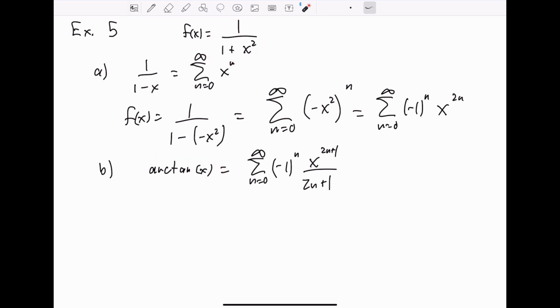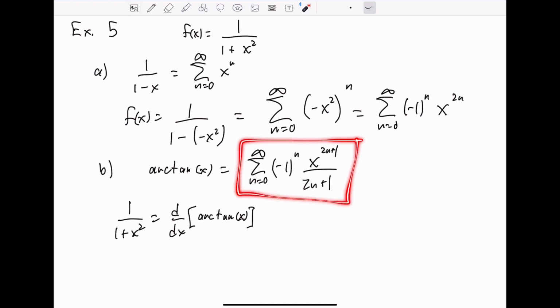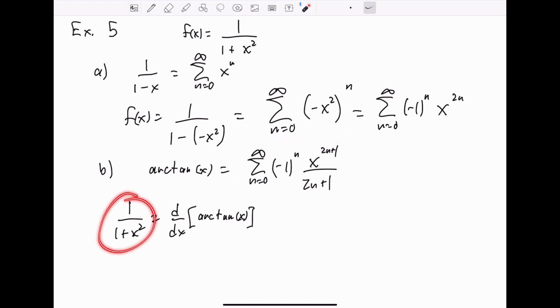I think we do. The derivative of arctangent is 1 divided by 1 plus x squared. So I can write 1 divided by 1 plus x squared as the derivative of arctangent of x. And now I know the Maclaurin series for arctangent of x. So I'm just going to take the derivative of this series. And when I take the derivative of this series, I'll have the Maclaurin series for 1 divided by 1 plus x squared. Here we go.